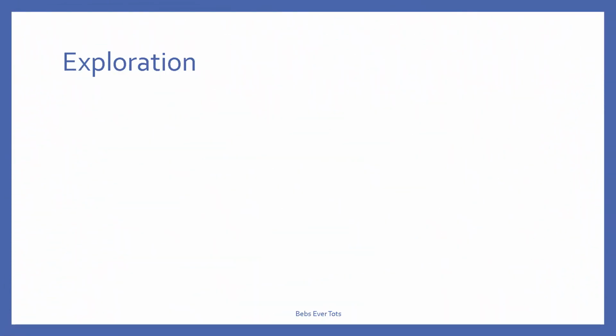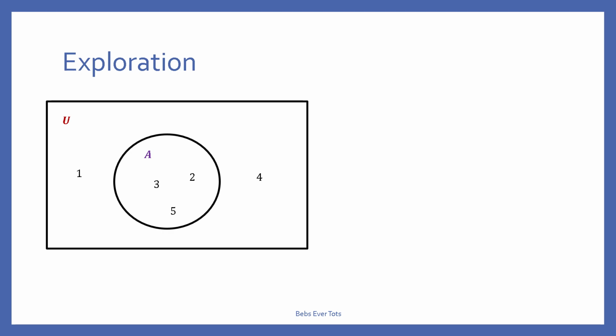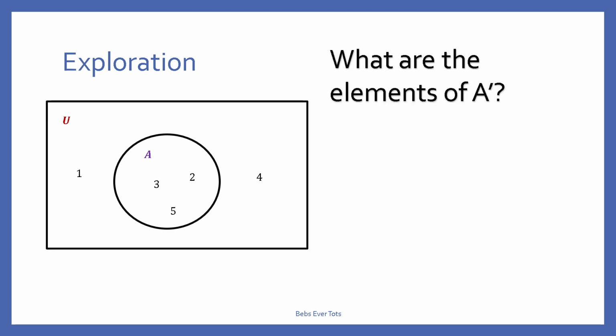Let's continue our exploration. Once again, this is the image. Now, the question is, what are the elements of A prime? Now, as you can see, these are the elements of A. What are the other elements that are not included in set A? So, as you can see, that is 1 and 4, where they are located outside set A.